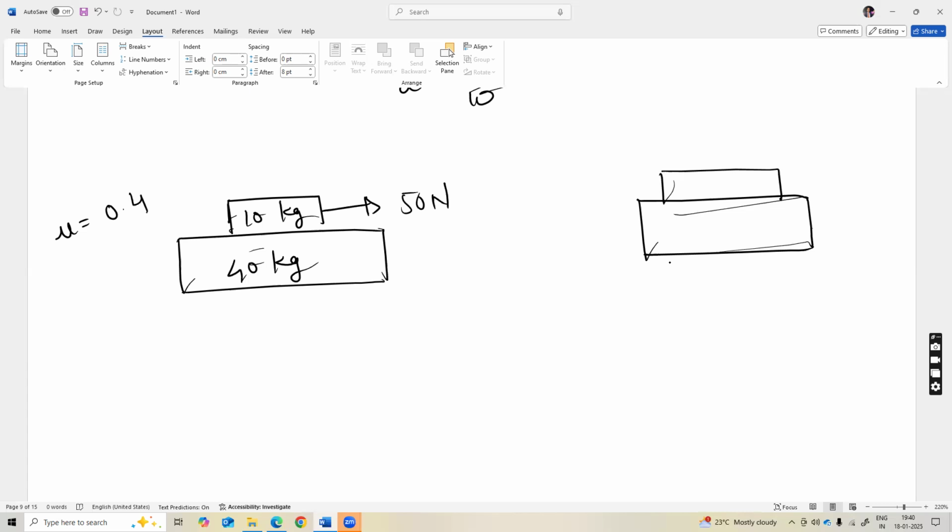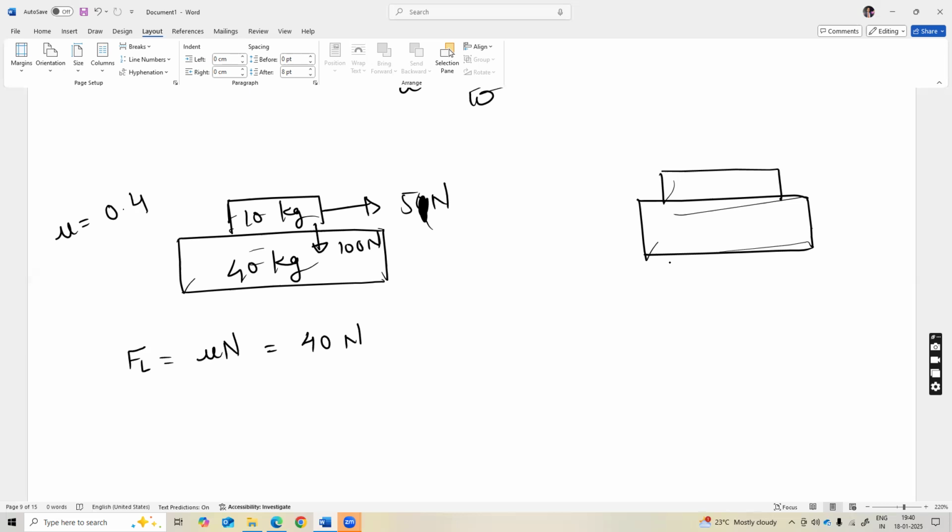So first thing we will do is find the limiting frictional value. So the 10 kg block is sitting on the 40 kg block. So there is normal reaction, basically the weight of the 10 kg block that will act downward. It will be 10 into acceleration due to gravity 10, that is 100 Newton. So limiting friction is basically mu into normal reaction. So normal reaction is 100 Newton, mu is 0.4. So limiting frictional force is 40 Newton. Okay, this is 5 Newton, not 50 Newton. Now the applied force of 5 Newton is less than the limiting frictional force.